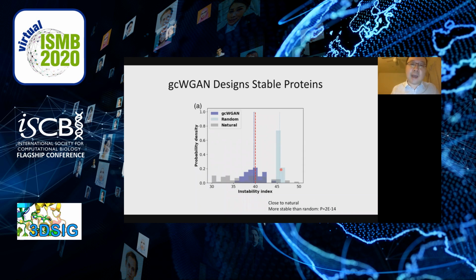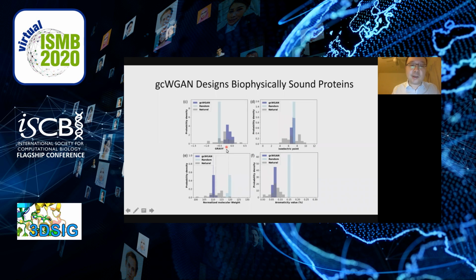The first question we ask is, are these proteins stable? Using the predicted instability index, we see that they resemble the natural sequences and are much more stable compared to random ones. The next question is, what about the other biophysical properties? We checked the gravy score, isoelectric point, normalized molecular weight, and aromaticity, and they all resemble the natural sequences in these properties and differ greatly from the random sequences.